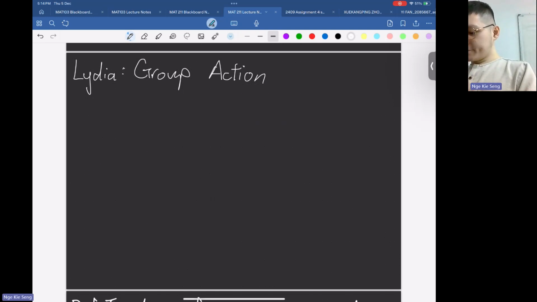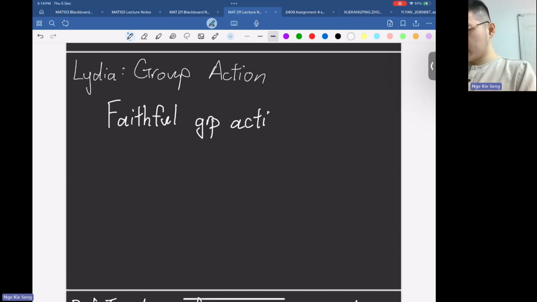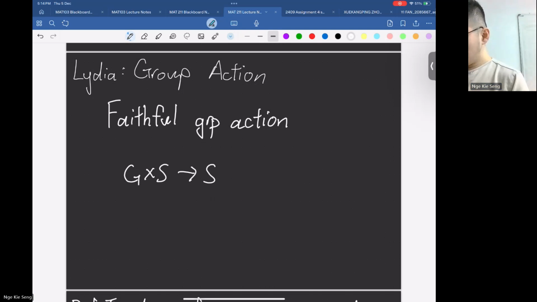Well, one usefulness of group action is what we call the faithful action. That's why I asked you to do a lot of questions of this kind. So what does a faithful group action say? The only thing that acts like an identity is the identity element in the group.